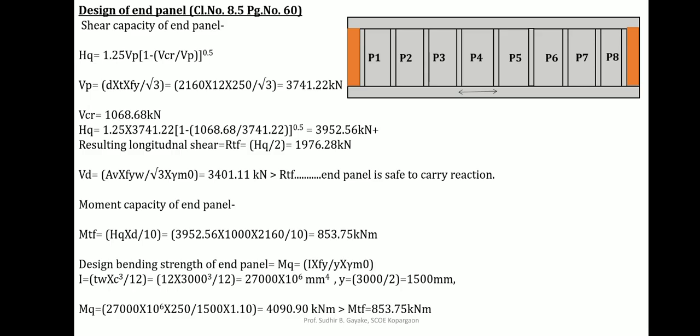Putting those values here, M by I is equal to sigma by y is equal to E by R. Mq will be given as moment of inertia into Fy divided by y into gamma m0. So this capacity is now almost equal to 4090 kilonewton meter, and the requirement was only 853, therefore it is safe. So your end panel is safe to carry moment as well as your longitudinal shear because of your HQ force. So end panels are safe for design.